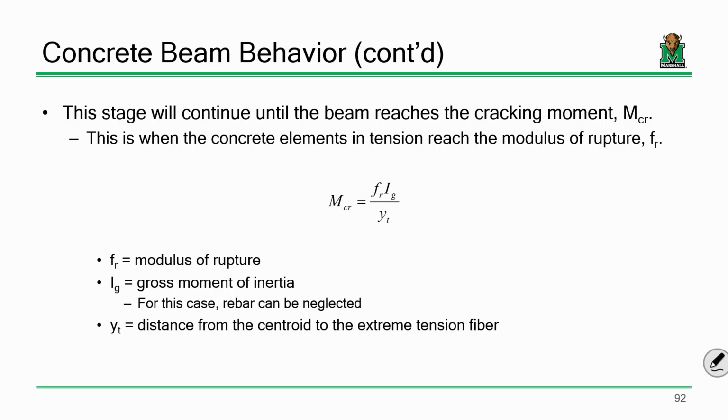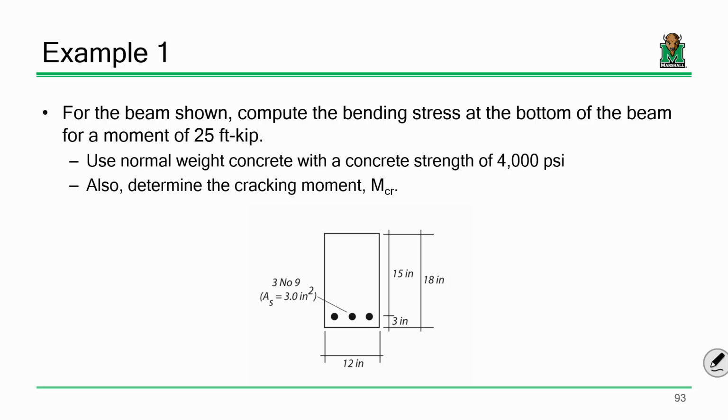And then remember what y is. Remember sigma equals M y over I. y is the distance from the centroid to the extreme fiber. Do you all remember that? Everybody good? Okay. I hope so, because we have an example.